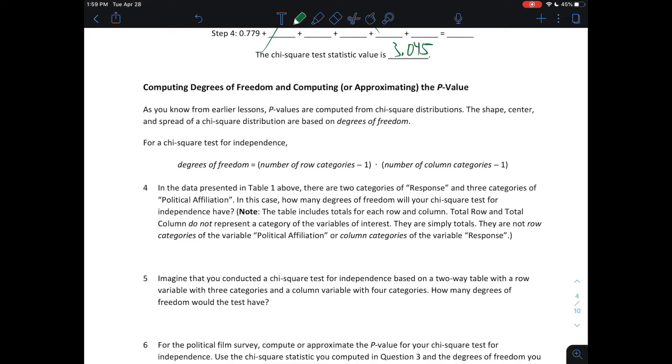So, degrees of freedom, according to what they write above, number of row categories, remember we said 3, so that's 3 minus 1, and then times the number of column categories, which was 2, minus 1. 3 minus 1 is 2, 2 minus 1 is 1, and that gives us 2. But we already know that. Our calculator told us so. So this is just verifying that.